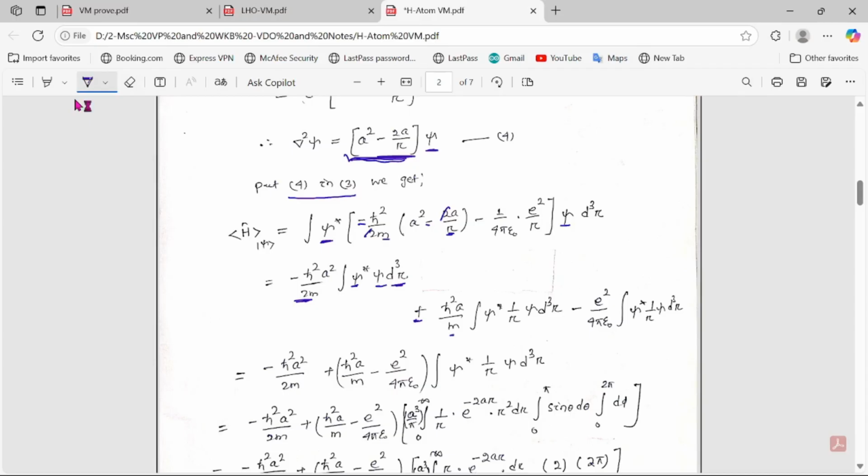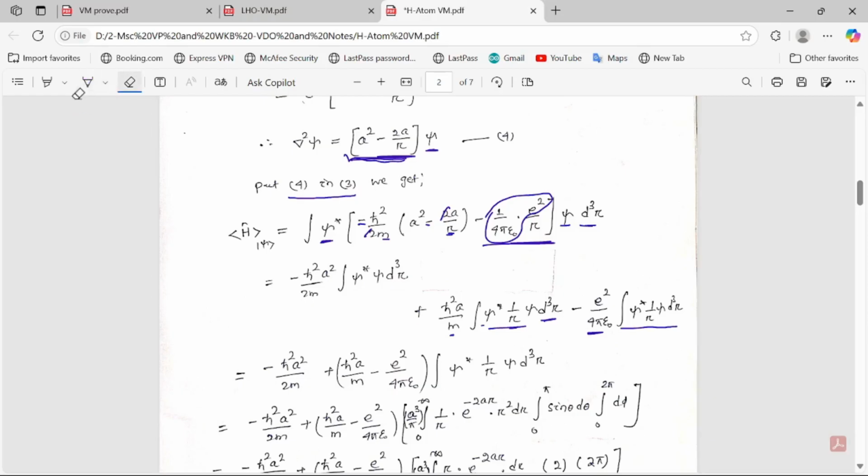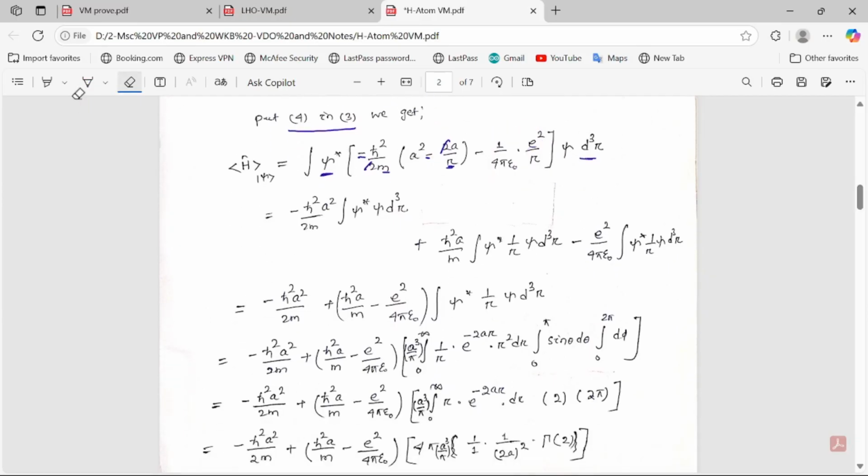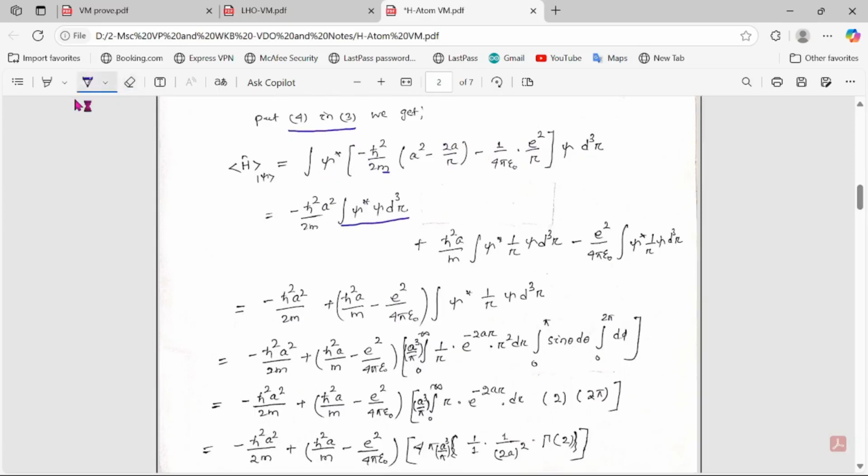r is the variable because integration is with respect to r, so r will be inside the integration: psi star, 1 by r, psi d tau r. And the last term is minus e square by 4 pi epsilon 0, a constant taken outside of this integration, and 1 by r should be inside the integration: psi star, 1 by r, psi d tau r. Got it? Okay. Now we are simplifying in the next step. What we can find here is that this value will be 1 because psi is a normalized wave function that we evaluated, so this integration value will be 1.